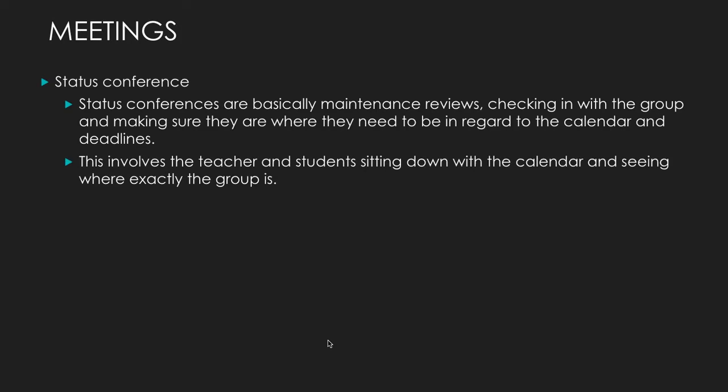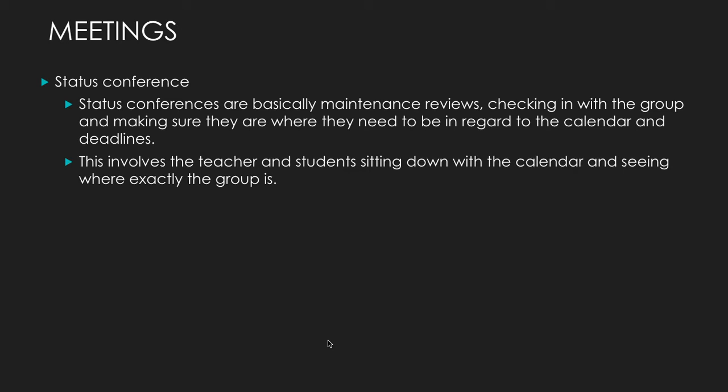There are status conference meetings. These are simply checking in with students. How are things going? What have you done so far? Where are you on the calendar? So I always have students pull their calendars out as I'm conferencing with them virtually, and they tell me where they're at, and I look at the class calendar and say, this is where you should be. How do we get you to that point? Or, you're in really good shape, keep up the good work, so on and so forth. But this is just kind of making sure that they are keeping up with the timeline.